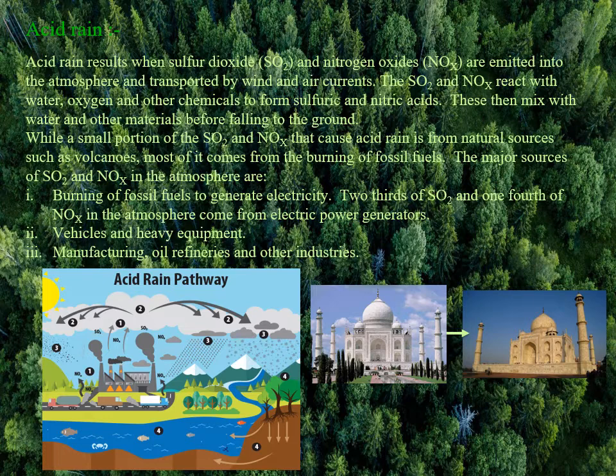The major sources of sulfur dioxide as well as nitrogen oxide in the atmosphere are when we burn these fossil fuels to generate electricity. Two-thirds of sulfur dioxide and one-fourth of nitrogen oxide in the atmosphere come from this electric power generation.